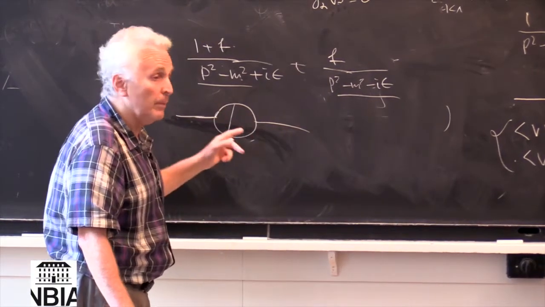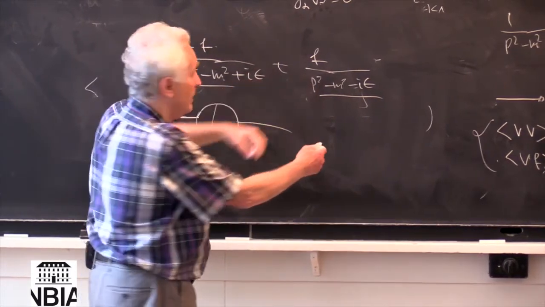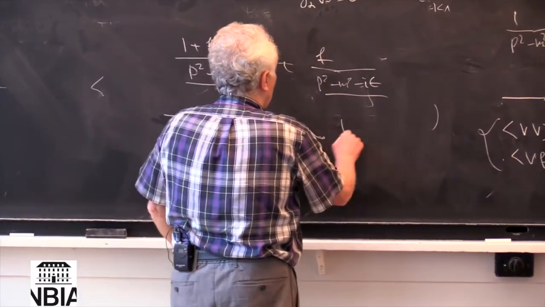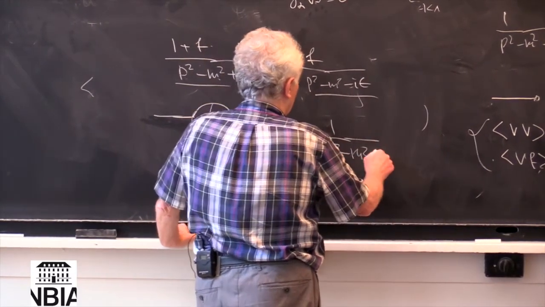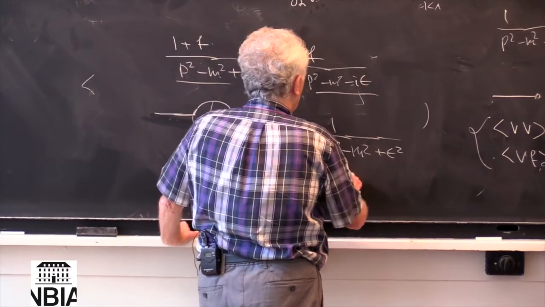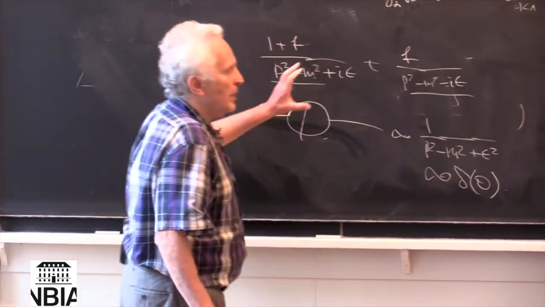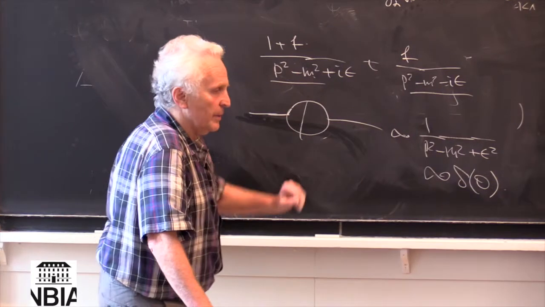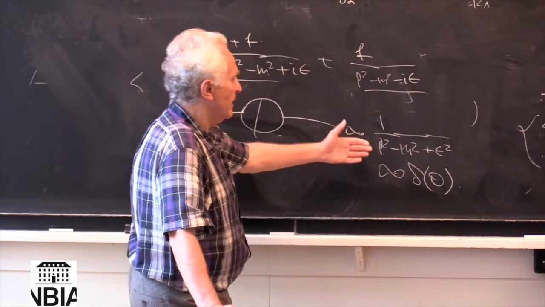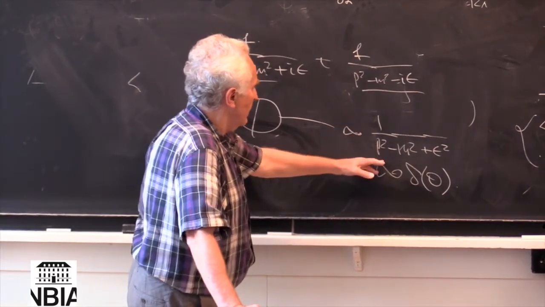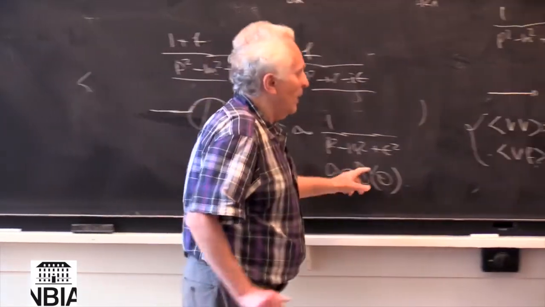Now you are in big trouble because you have poles. The poles pinch the real axis. You will have a term like p squared minus m squared plus epsilon squared, which is delta function of 0. So there will be some meaningless divergences. I shall explain in a second what they mean, but naively they're meaningless, proportional to delta of 0 with this type of propagators.